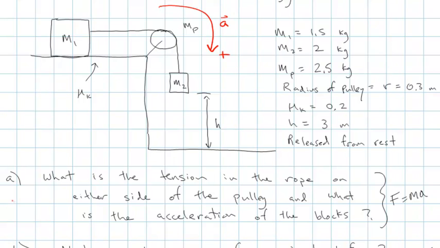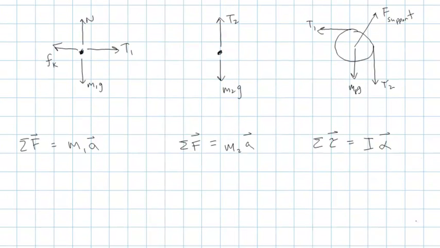So when M1 moves to the right, that's the positive direction. When M2 goes down, that's the positive direction. When the pulley turns clockwise, that's the positive direction. I need those all to be the same, or my accelerations won't be the same. You can pick any direction you want to be positive for M1, but once you choose the positive direction for M1, that fixes the positive direction for the pulley and for M2. Otherwise, the accelerations won't be the same. So this is going to be to the right is positive, down is positive, clockwise is positive.